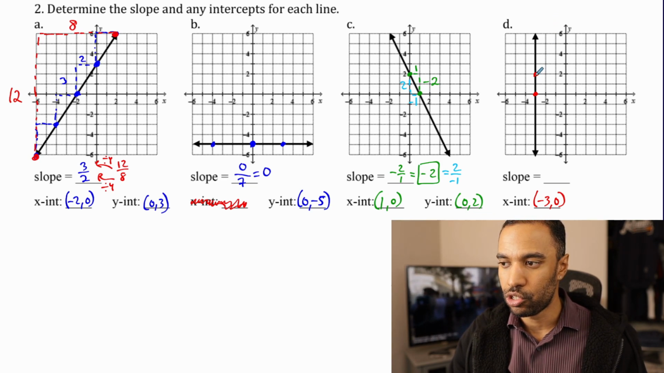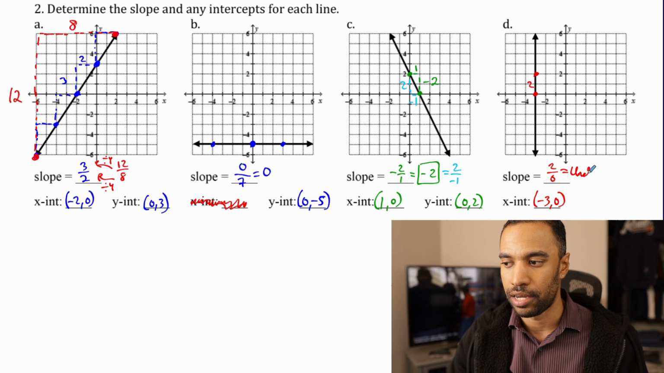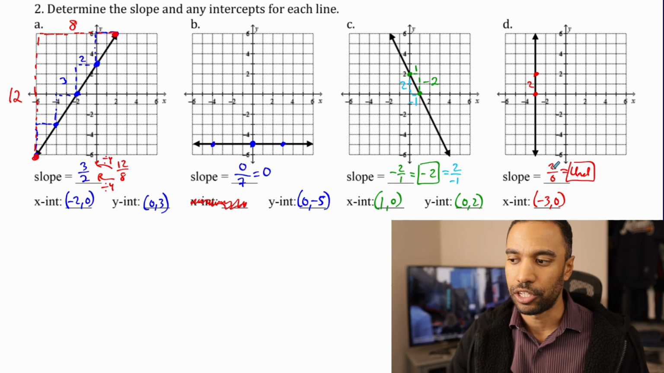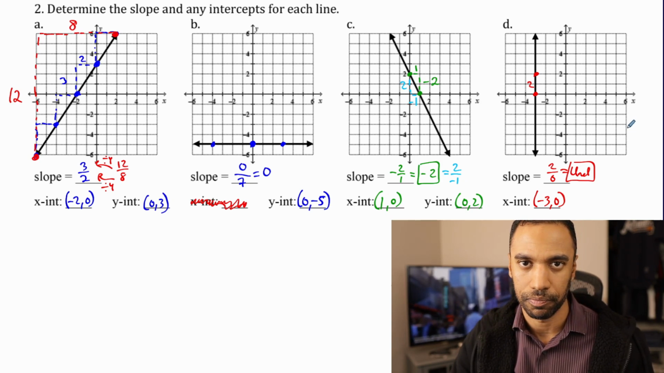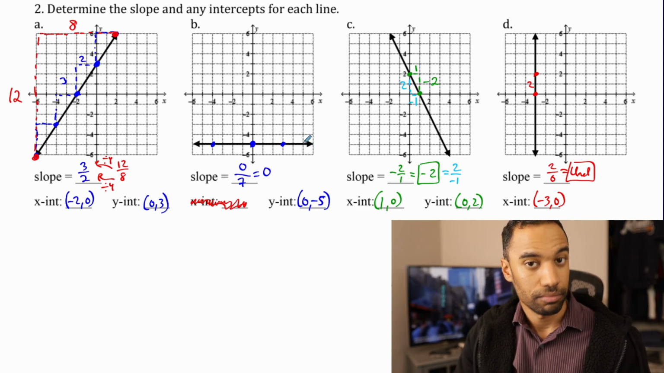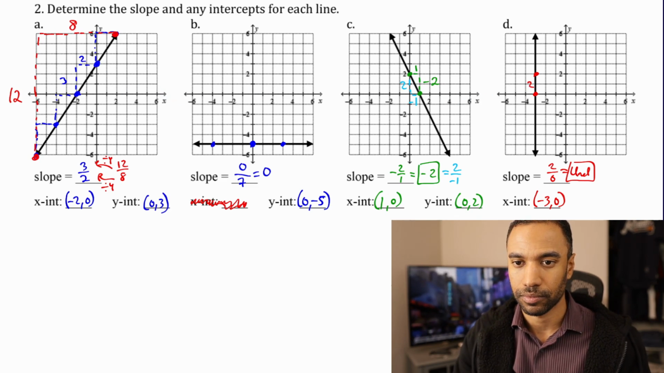Even if I choose these 2 points right here, I rose 2, but ran 0. Division by 0 is undefined. This is an undefined slope. And again, I shouldn't really be putting these numbers anyway. The whole point is vertical lines have an undefined slope, straight up. Horizontal, 0. Vertical, undefined. Okay.